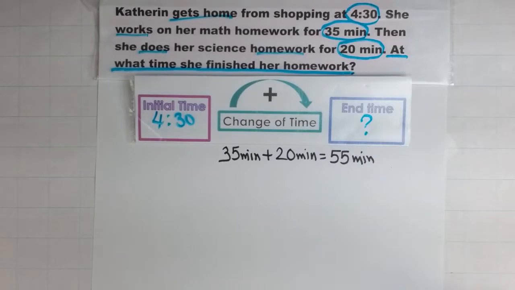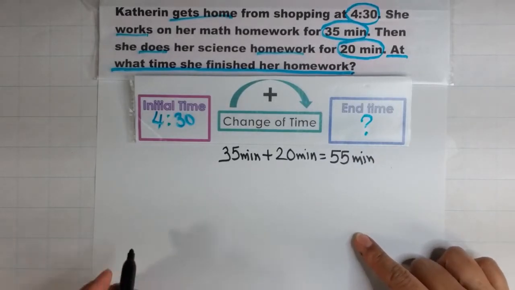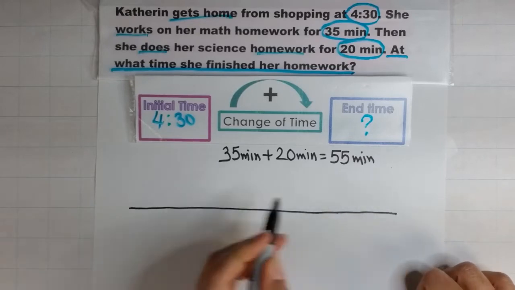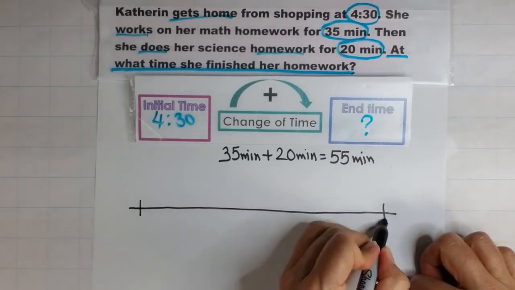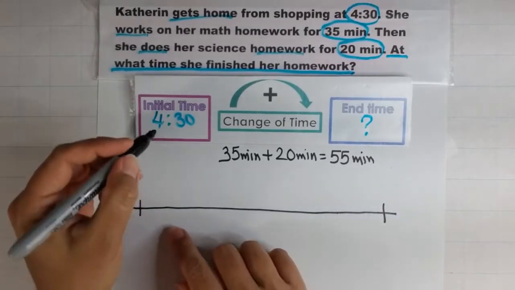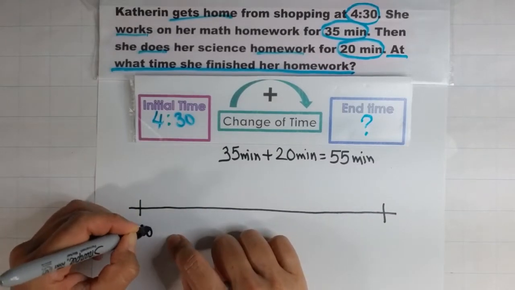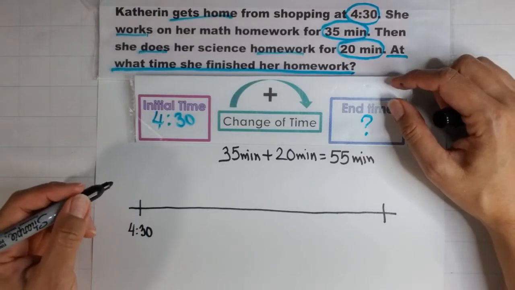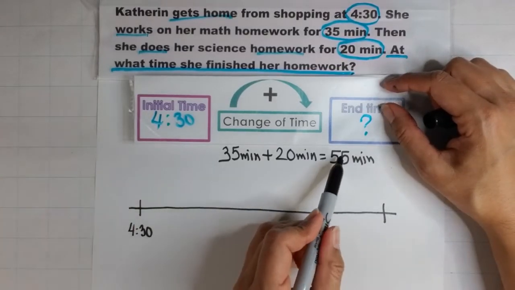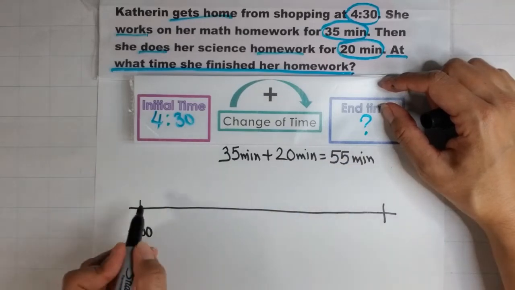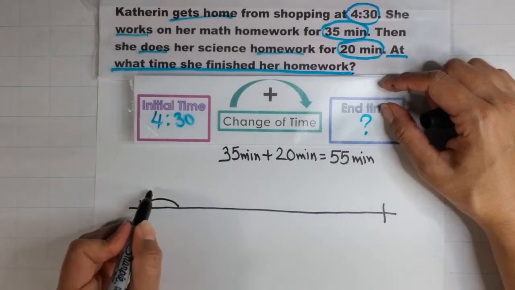Now to solve this problem, we're going to use a number line. So let me draw it here. And then we're going to have our initial time and our ending time. So the initial time is going to be 4:30, which is going to be here. And then I'm going to find a friendly number to keep counting until I get the 55 minutes. For me, it's easier to count by 10 minutes. So I'm going to add 10 minutes.